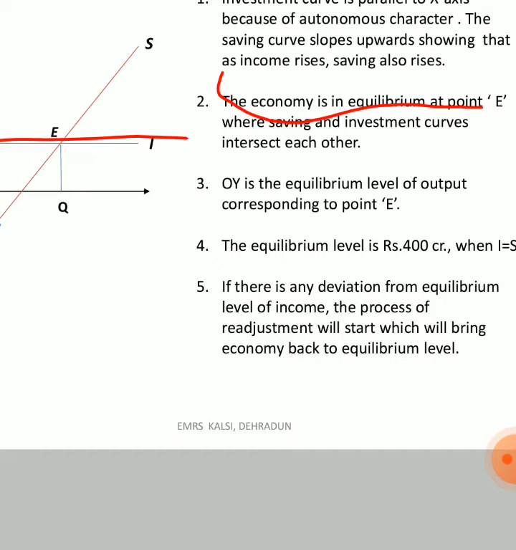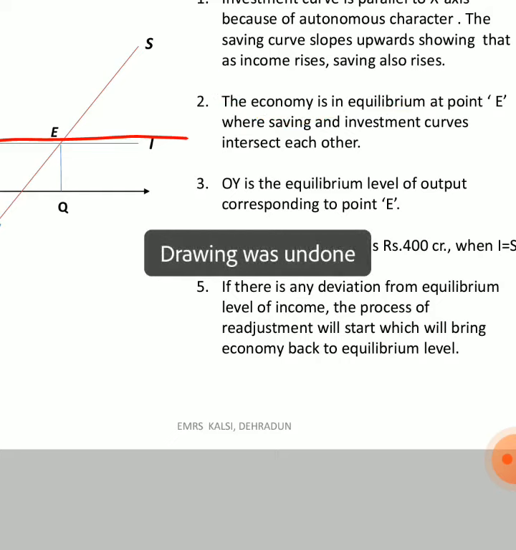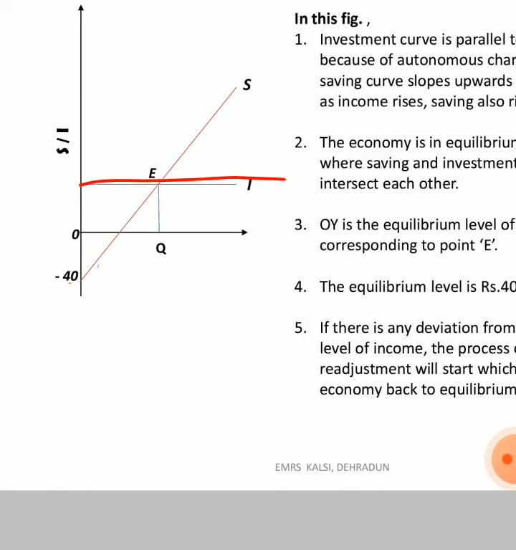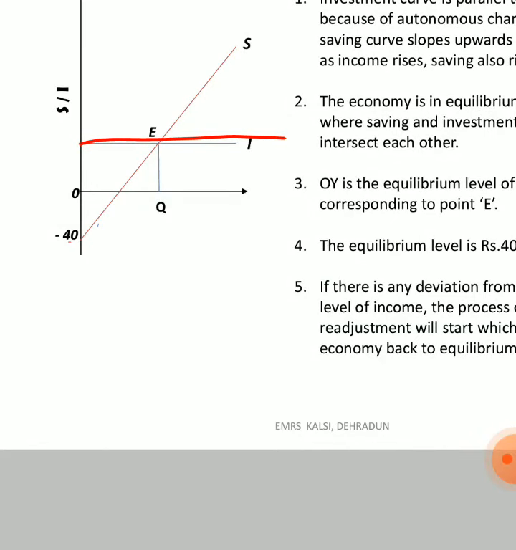Okay, if there is any deviation from equilibrium level of income, the process of readjustment will start. Okay, so whenever there is disequilibrium, the economy will automatically start the process of balancing it. Okay, so as we have seen earlier in the AD and AS approach, the readjustment, how the economy will adjust itself. Okay, here also we can see the economy is here, but below that the savings is less than investment, and above this point savings is more than investment. So this is disequilibrium.